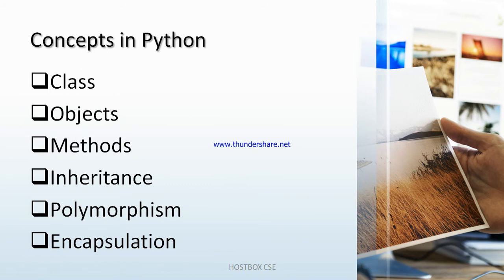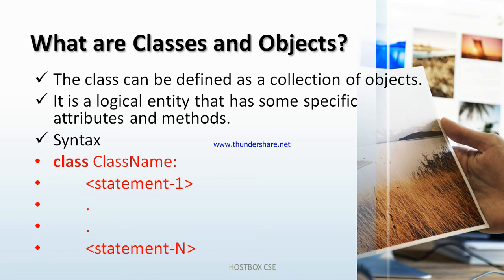Let's go for the concepts in Python: class, objects and methods, what methods are needed to implement class and object in Python, as well as inheritance and types of inheritance, polymorphism, and encapsulation, with demonstrations or implementations. Let's go here. What are class and object in Python?